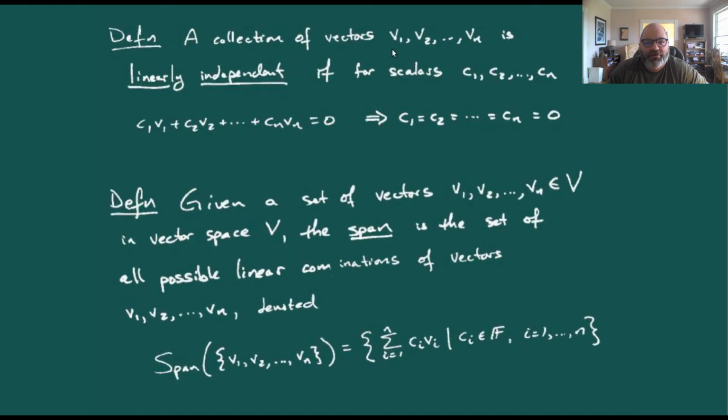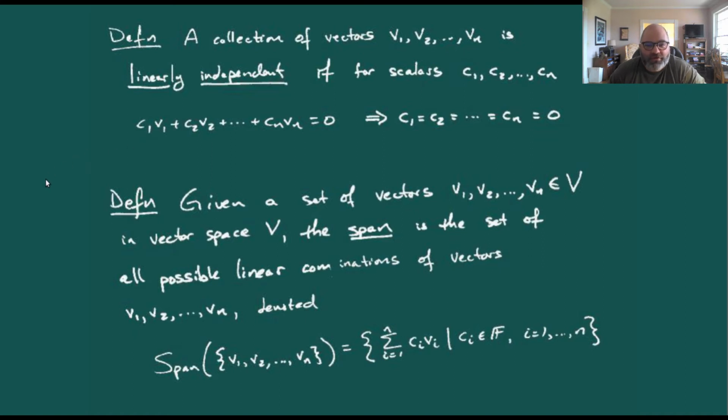A collection of vectors v1, v2 up to vn is said to be linearly independent if, for any scalars c1 up to cn, a linear combination that happens to give us 0 implies that c1, c2 all the way up to cn were 0. So the only way that we can get the 0 vector is to have all 0 coefficients.